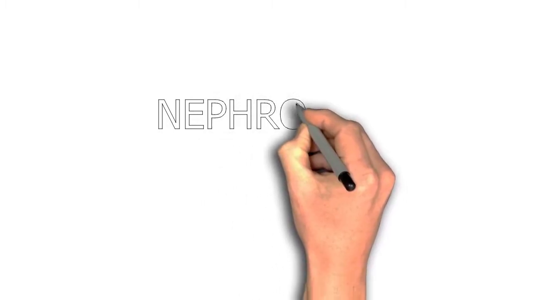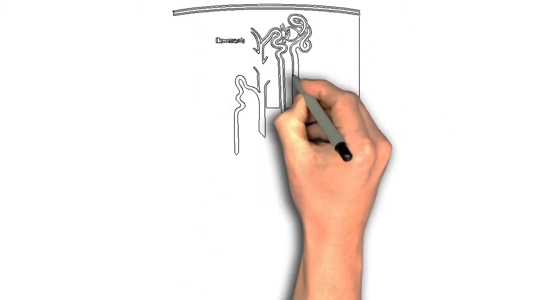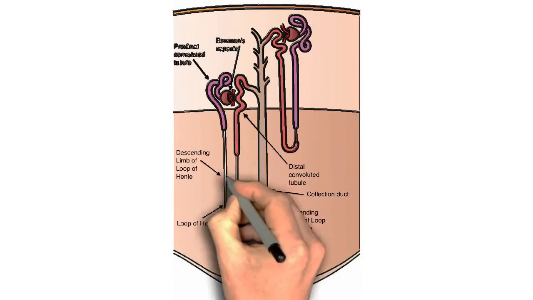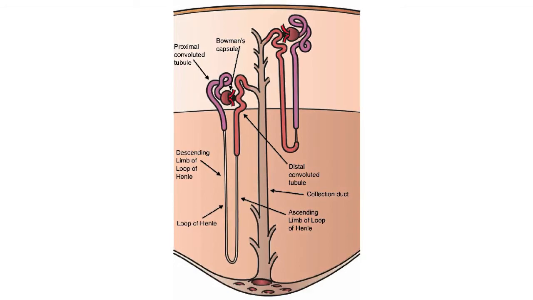Now we'll see what a nephron is. In fact, the structural and functional unit of the kidney is called the nephron. Each kidney is made up of nearly 1 million tubular structures, and these are called nephrons, or you can also call them uriniferous tubules. These are the structural and functional unit of the kidney, and the major part of each nephron is present in the cortex region of the kidney, but its tubule is present in the medullary region of the kidney.